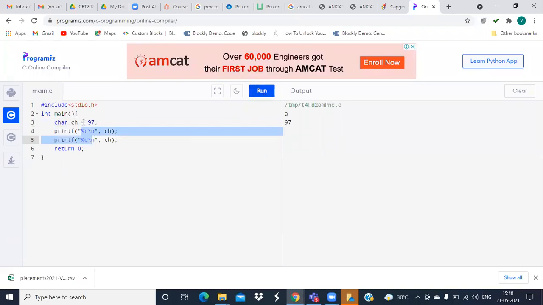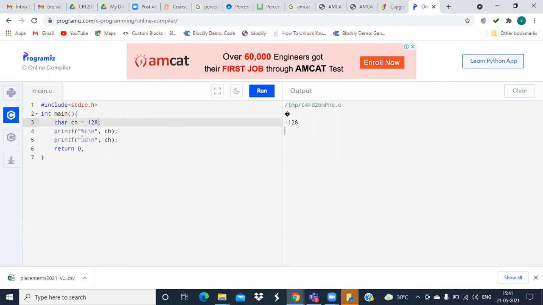Yes, we can assign a number and fetch the equivalent character if there is one in the ASCII table, and we get the same number back when we print the numerical value, because 97 itself is the number, so 97 is the one we get back. Now let me try with another number, let's say 128, and run the code.